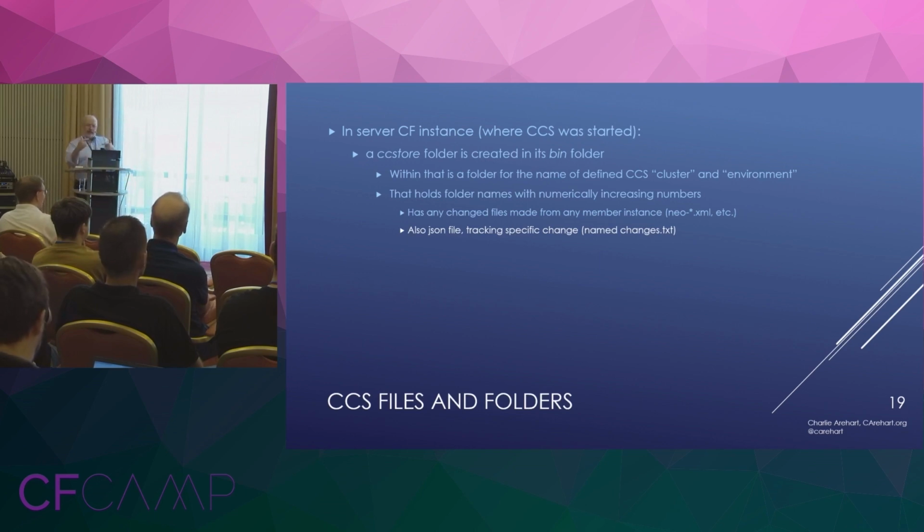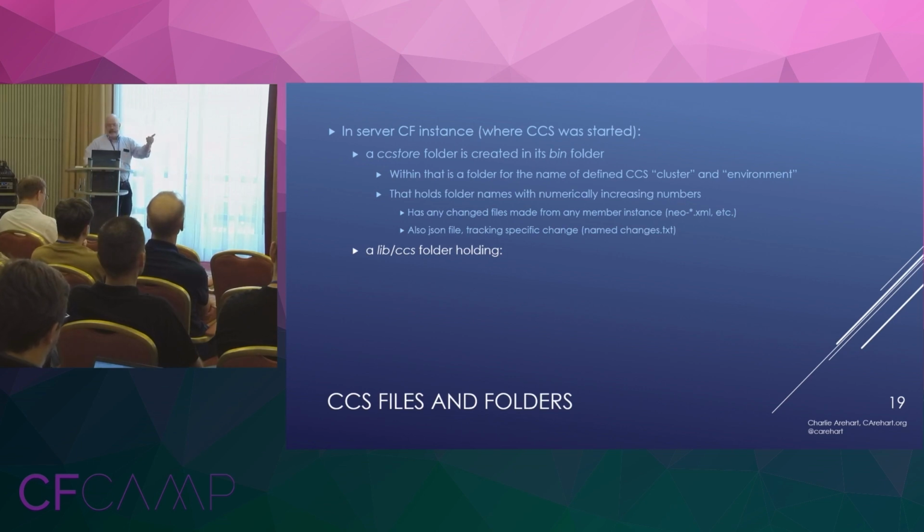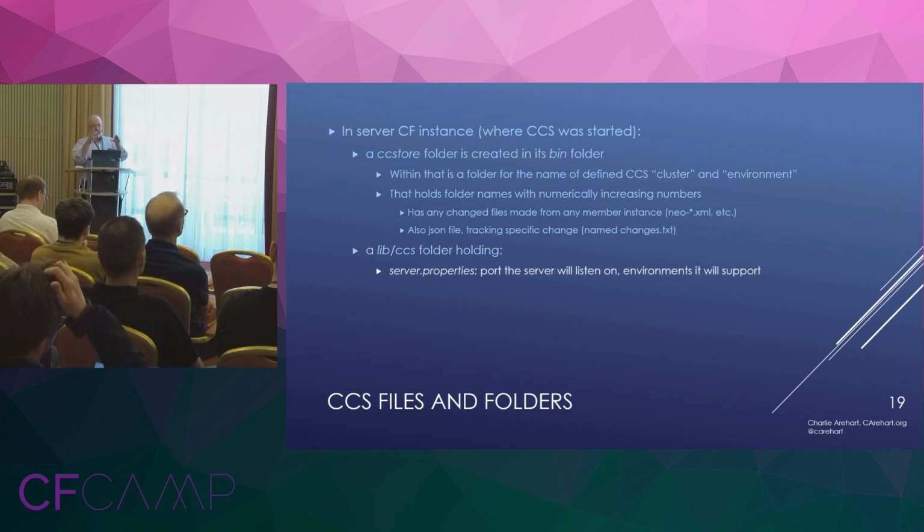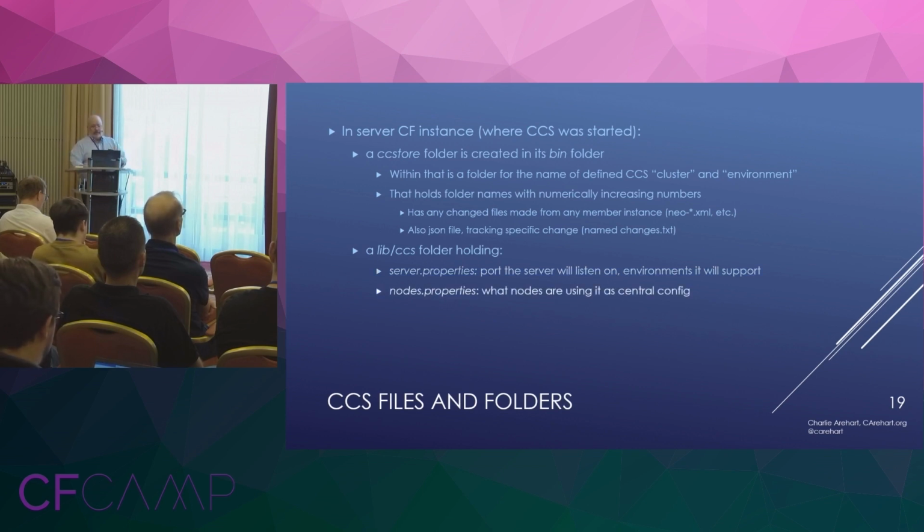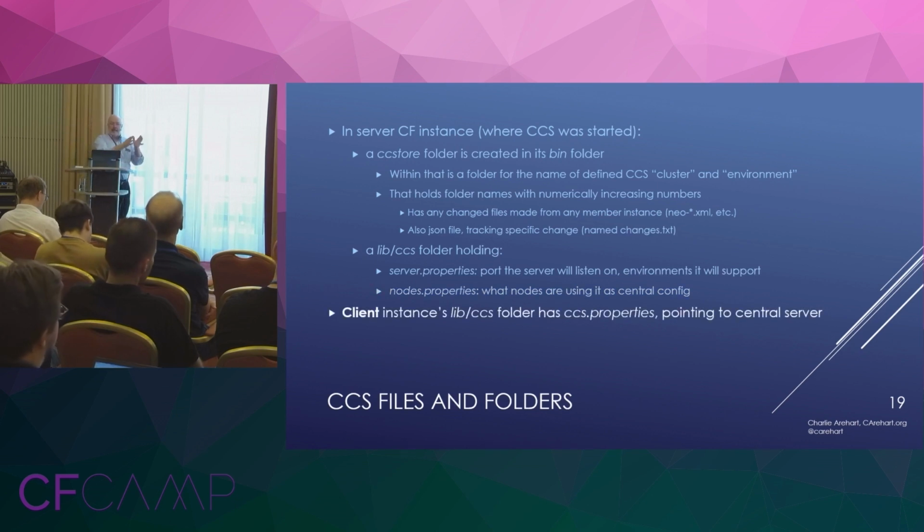And I'm sure over time there'll be tools people will come up with to help visually manage it, and they'll probably add some capability in the future. And then also on that server, there's a lib CCS folder. So in the CFusion lib, for example, there'd be a CCS folder, and it has the server's properties of what that server is going to listen on and what environments it will support that people can join to. And then it keeps track of what nodes are currently using that central configuration. And then on the client's instances, there's a lib CCS folder which points to the server. So it's just all stuff pointing from one server to another to be the central.